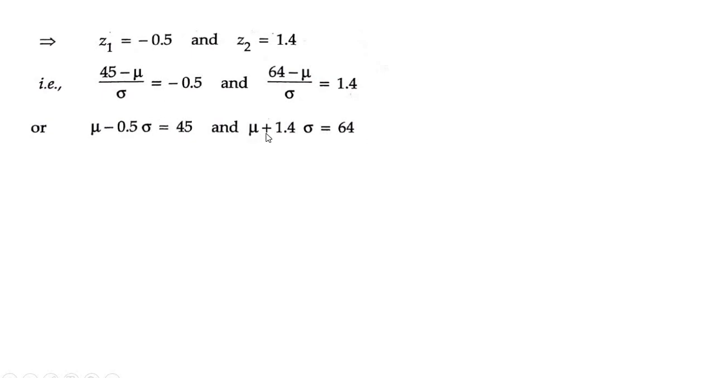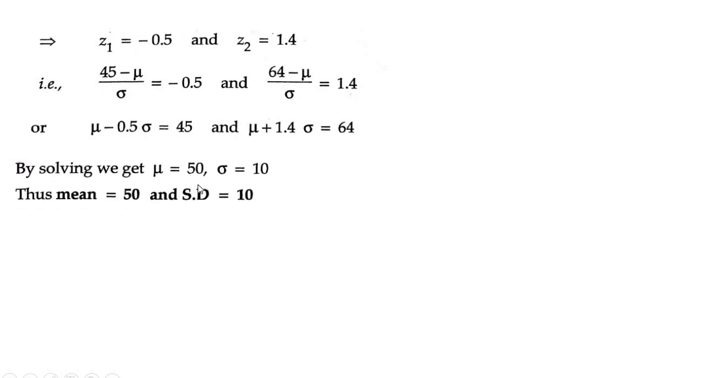To solve these two equations, we have to calculate the mean and standard deviation, that is mu and sigma. When you solve these two equations simultaneously, you get mu is equal to 50 and sigma is equal to 10. So what is mu? Mu is the mean. So mean is equal to 50 and standard deviation is equal to 10. Thank you.